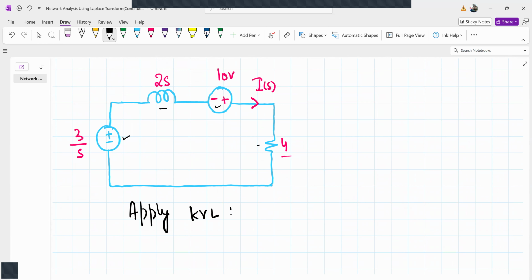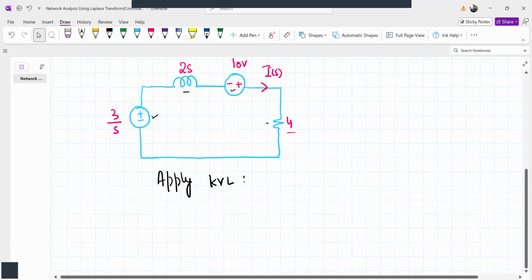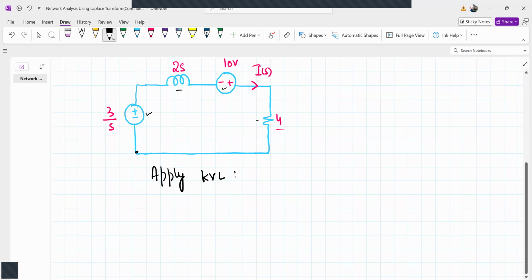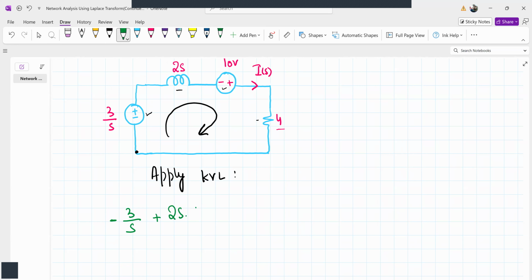So if we apply KVL, let's start at this point and go around. We have a voltage source and we encounter its negative terminal first, so it will be negative 3 by s. Then we have an impedance, and impedance multiplied by current is the voltage drop, so 2s times I of s.